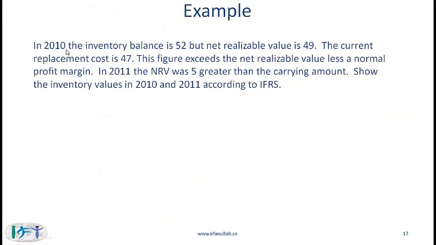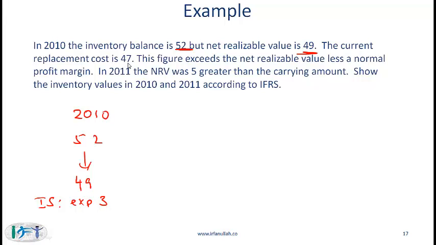Let's do a simple example. In 2010, the inventory balance is 52. So this is 2010. Initially, the inventory balance is 52, but NRV is 49. What do we then do according to IFRS? We then on the balance sheet have to write down the inventory to 49, and on the income statement we show an expense of 3.